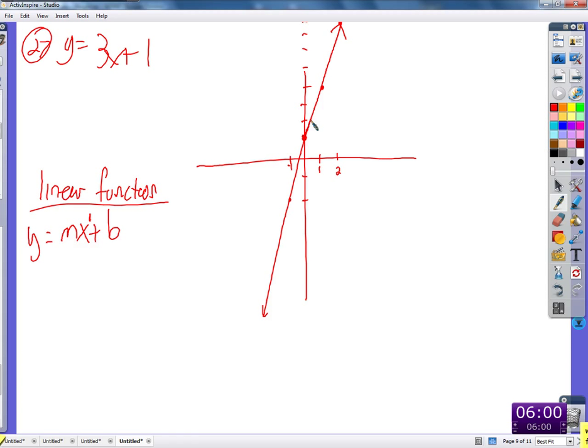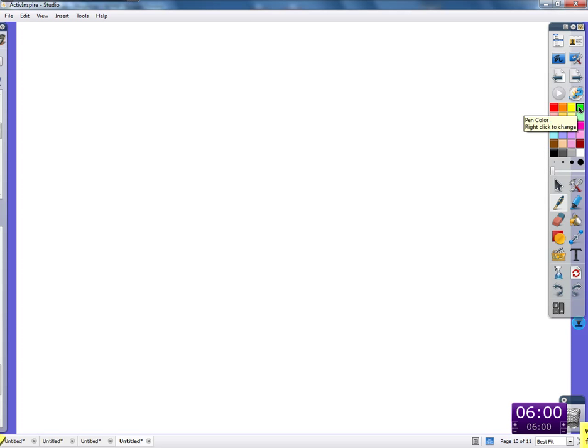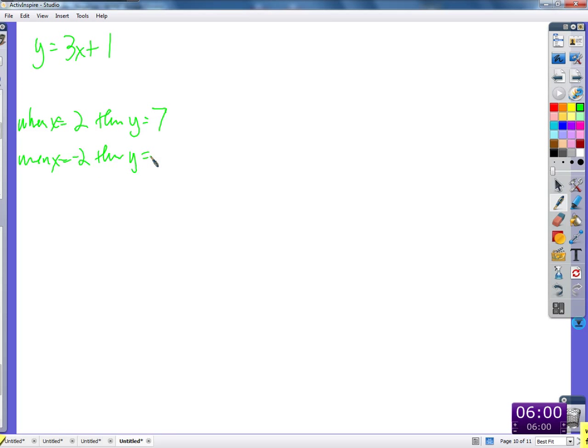Okay? One last thing that's important that will save you confusion, so pay attention to it. I could say y equals 3x plus 1. I could say for this, when x equals 2, then y equals what? 7. 2 times 3 is 6 plus 1 is 7. When x equals negative 2, then y equals? Negative 5. This gets old.